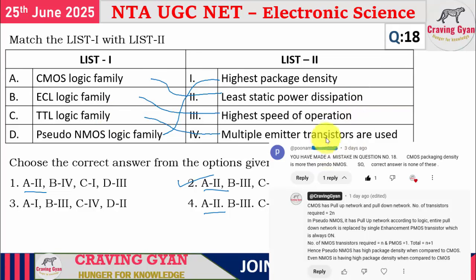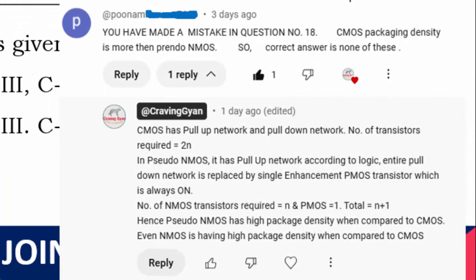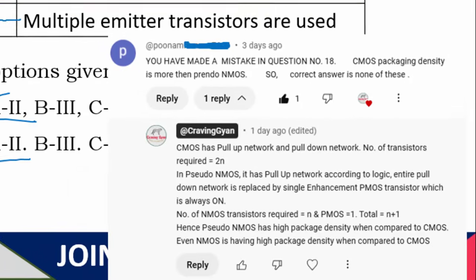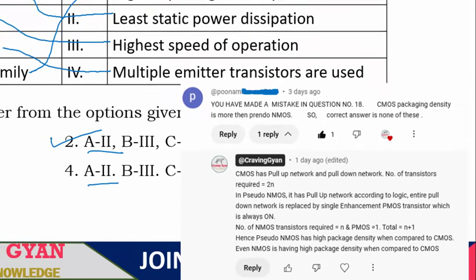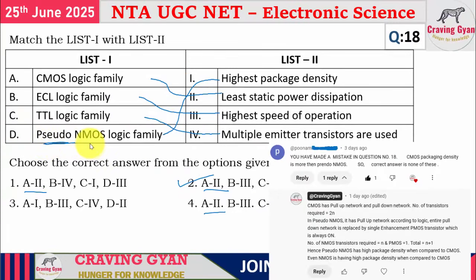And Poonam has replied, stating that pseudo NMOS will be having high packing density. No. In the case of CMOS logic, you will be having a pull-up network and a pull-down network. But in the case of NMOS logic, the entire pull-up network you are going to replace by a single NMOS transistor, which is of depletion mode or enhancement mode. In the case of pseudo NMOS design, the pull-up network you are going to retain as it is.